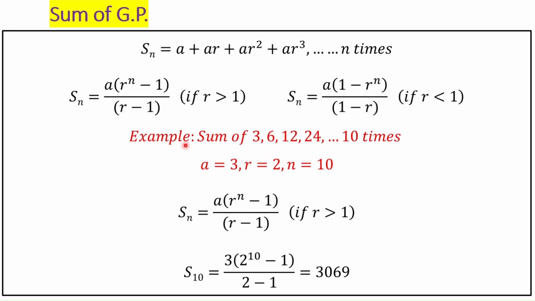One example I gave here: the sum of 3, 6, 12, 24, up to 10 terms. Here a equals 3, r equals 2, n equals 10. I will choose this equation because r is greater than 1. So S10 equals 3 into 2 to the power of 10 minus 1, divided by 2 minus 1, which is equal to 3069. So with this, we completed the geometric progression part.